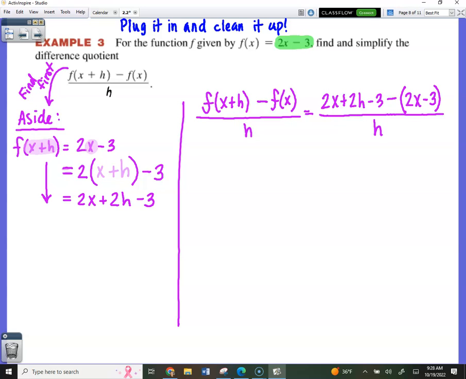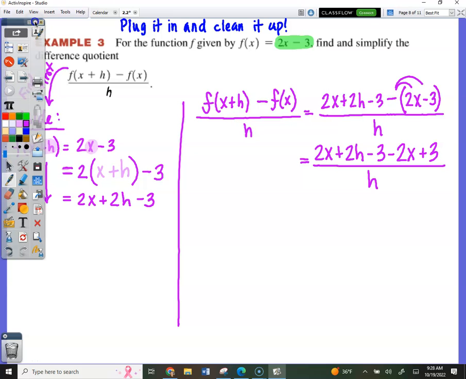What do we need to do with the negative in front of the parentheses? Distribute right here. So I'm going to come down, I'm going to create another fraction. I'm going to bring this down. I'm going to distribute that negative. I'm going to copy the h in the bottom. What happens? 2x minus 2x cancels. Negative 3 plus 3 cancels. And I'm left with 2h over h, which, because everything's surrounded by multiplication, what happens there? Cancels, and I'm left with 2.